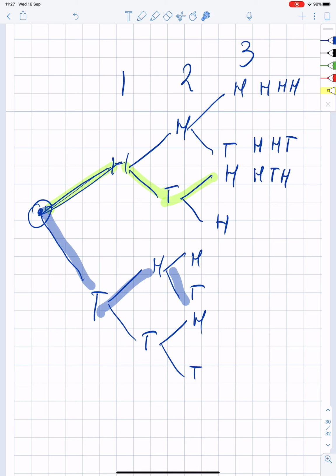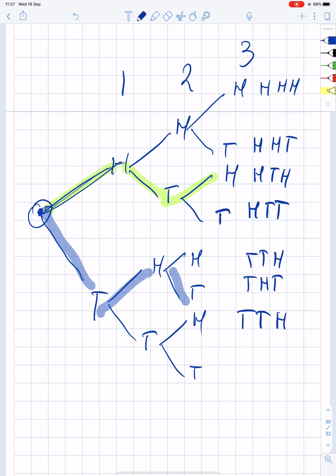Then going on along the same path, heads, tails, and then I'm getting tails. Should be T over here. So that would be H, T, T. And then going through tails on the first toss, heads and heads. So that would be T, H, H. Tails on the first toss, heads on the second, tails on the third, T, H, T. And then for the last 2, T, T, H, and then T, T, T.